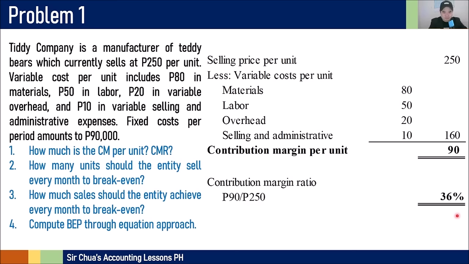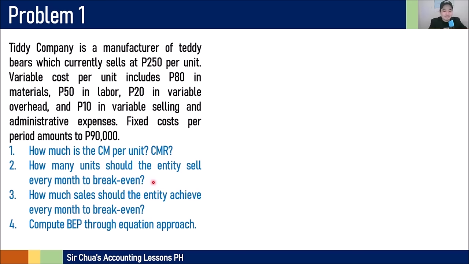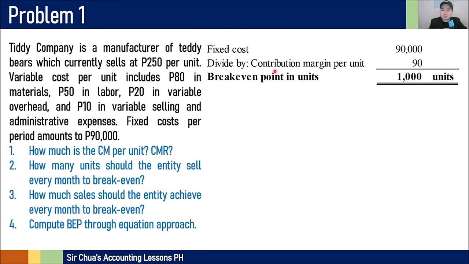Now, for number 2, how many units should the entity sell every month in order for them to break even? Gagamitin po natin yung fixed cost divided by contribution margin per unit. If your fixed cost is 90,000, you divide it by the contribution margin per unit of 90, 1,000 units daw po yung dapat nilang mabenta para po bawi lahat ng ginastos during that month.